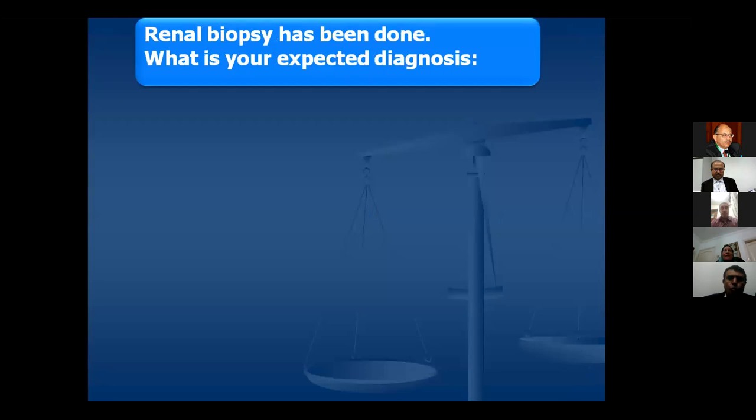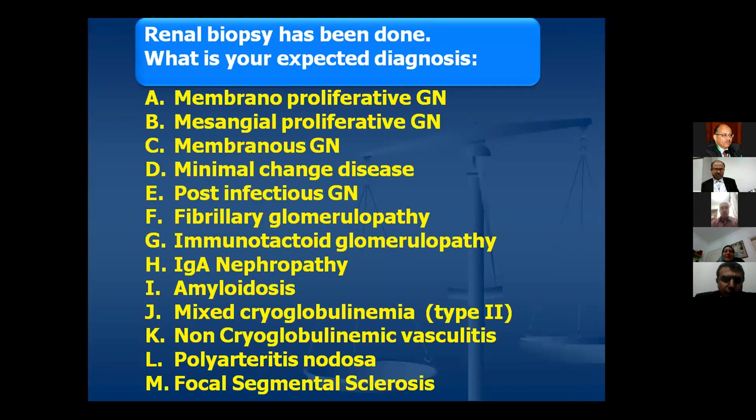Membranoproliferative GN, mesangial proliferative GN, membranous GN, minimal change disease, postinfectious, fibrillary GN, immunotactoid, IgA, amyloid, mixed cryoglobulinemia type 2, non-cryoglobulin vasculitis, polyarteritis, focal segmental sclerosis. What is here your expected diagnosis, sir? The majority selected MBGN. No. Here, IgA. Perfect, Hussein. Here, IgA, because with MBGN you would have consumed complement, and here the complement is not at all consumed. The main presentation here is hematuria. Of course, everything is possible, but here the best diagnosis in this situation would be IgA nephropathy.